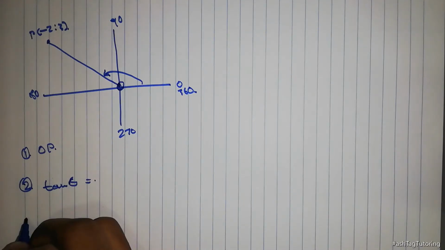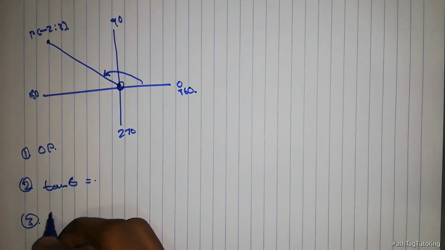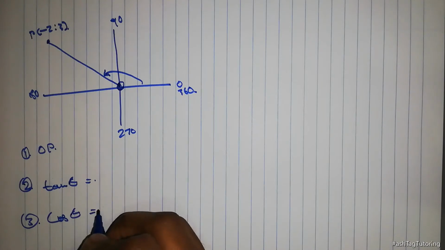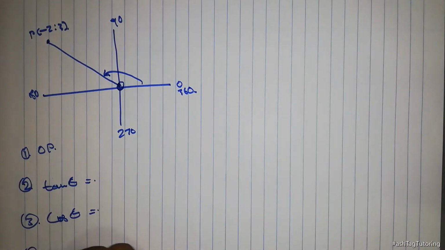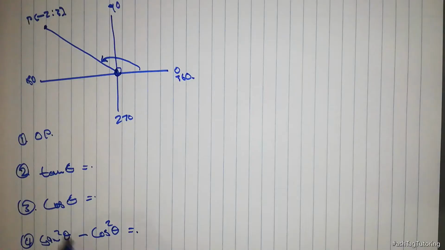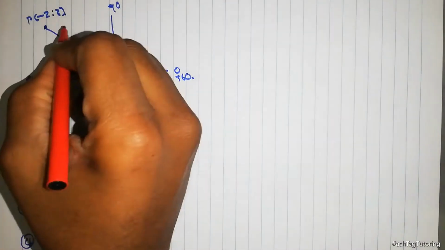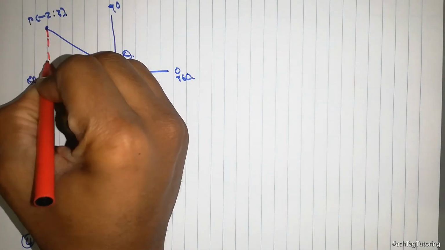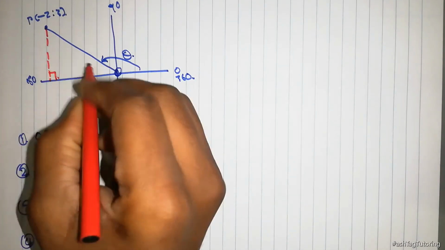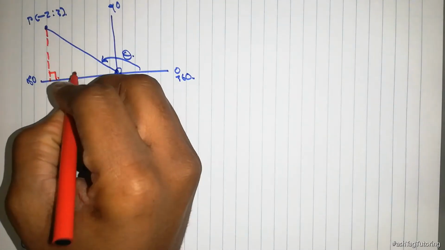So there are 4 questions. Determine the length of OP, determine the value of tan theta and cos theta. And then the fourth question is determine sine squared theta minus cos squared theta. That being theta.